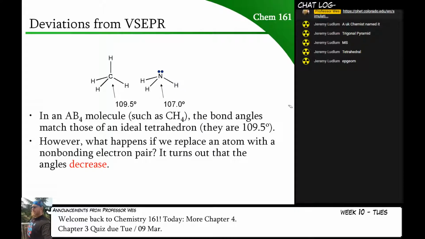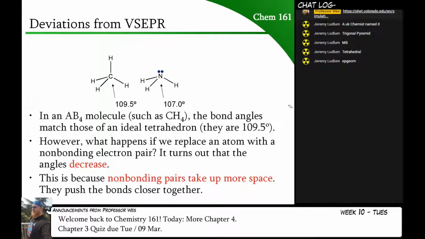So in ammonia, the bond angles are 107 degrees as opposed to 109.5. And then in water, they're even smaller still. The overall effect is that any non-bonding electron pairs you have around a central atom take up slightly more space. Their charge influence is wider than that of a bond. And so they push the other bonds closer together.